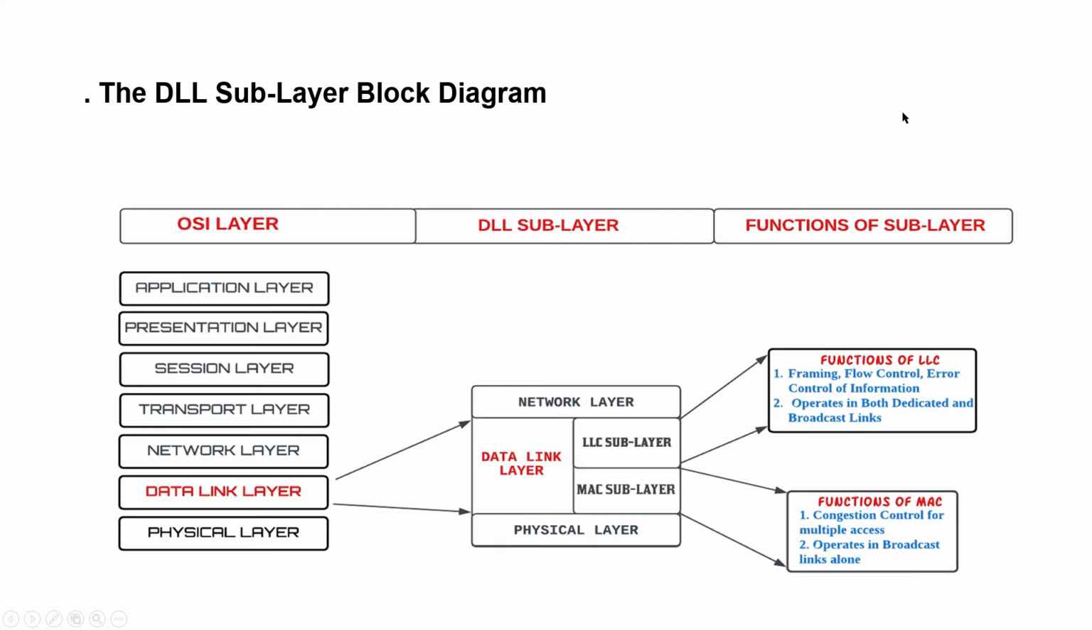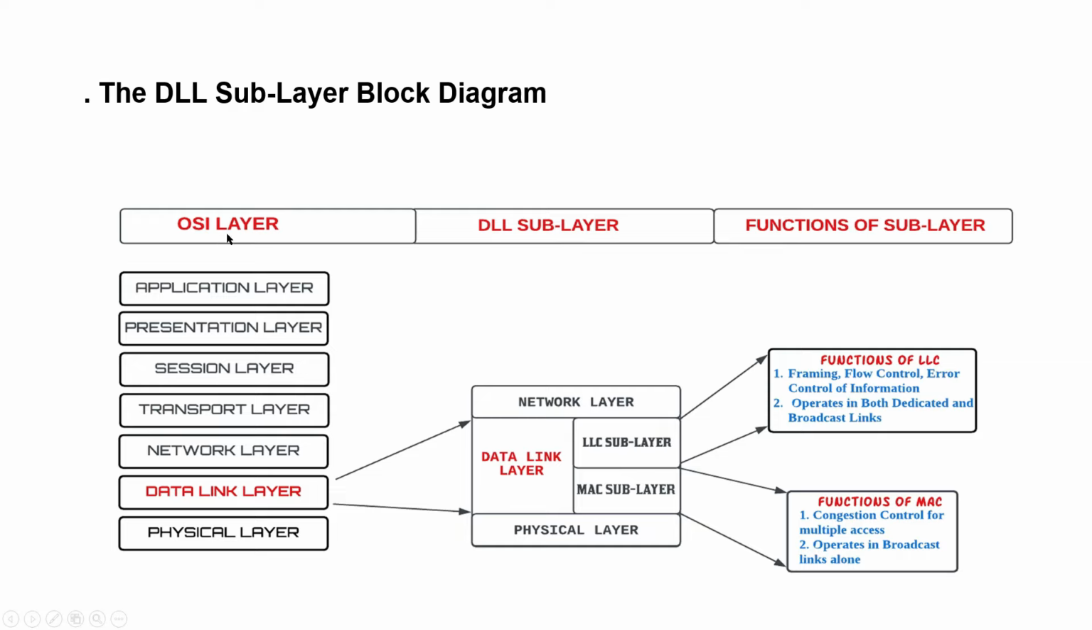Now I will explain this diagram. Hello friends, this diagram explains the data link layer sublayer block diagram. The first part is the OSI layer. The second is the data link layer sublayer and the functions of the sublayers.